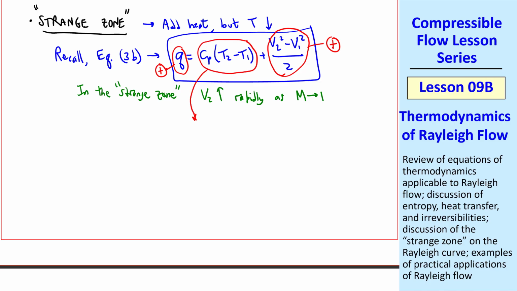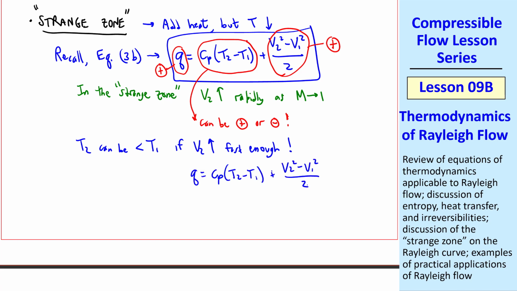But that's still possible whether this term is positive or negative. If V2 is sufficiently larger than V1 and increases rapidly, this term can dominate this term, and this term can actually be negative. In other words, T2 is less than T1 while still keeping Q positive. So T2 can be less than T1 if V2 increases fast enough.